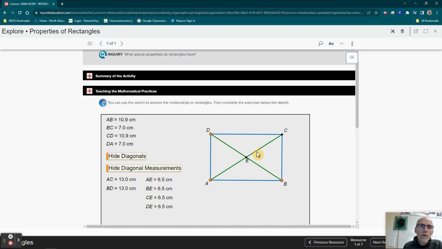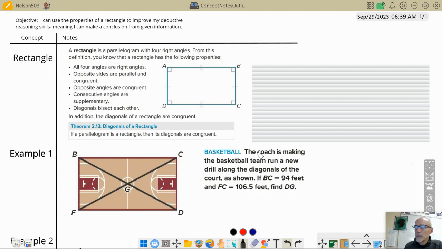So how are we going to use that in our homework today? Let me show you. You're going to copy just the drawing down. Why do I ask you to copy the drawing down? Well, I want you to mark it up. So I don't want you to copy a bunch of words down over here. I want you to take the information and put it onto the drawing. So BC, where's BC at? It's right here, is 94 feet.